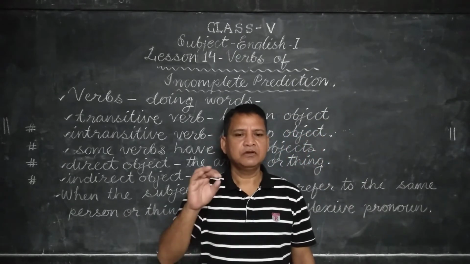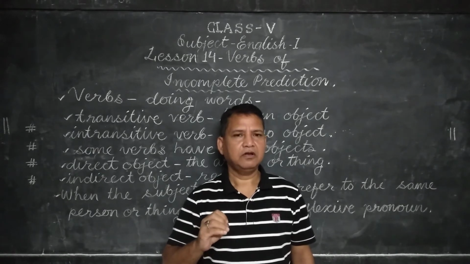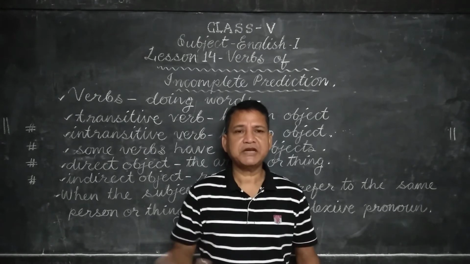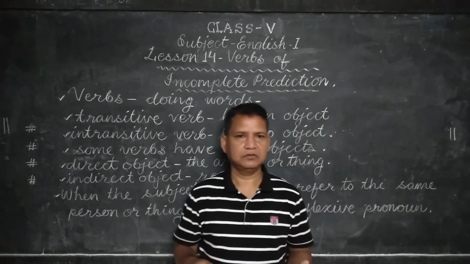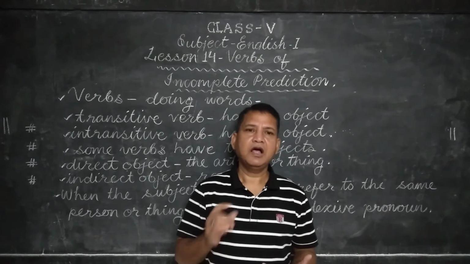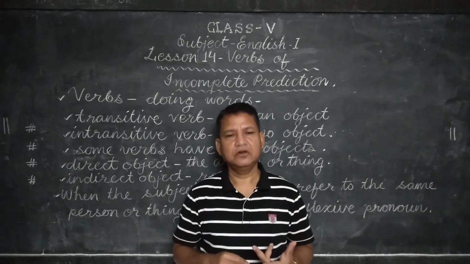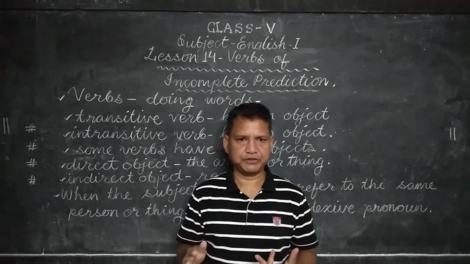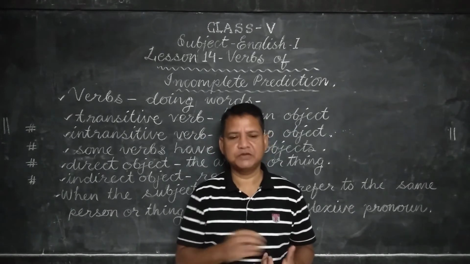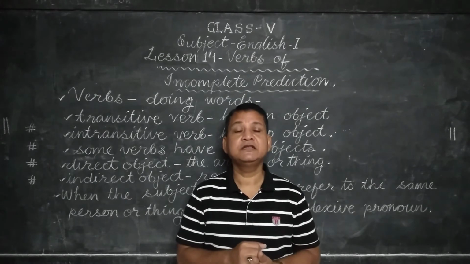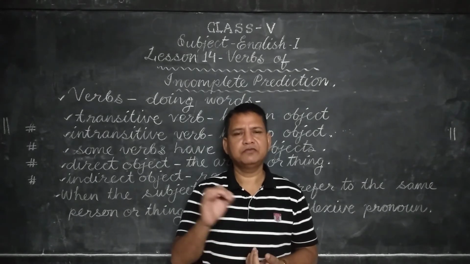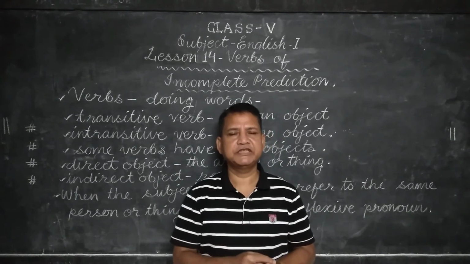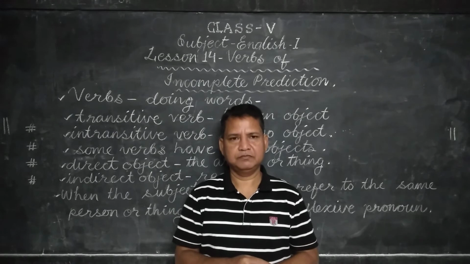Suppose I say, I am reading. What am I reading? I have not told you. I just say, I am reading. There is no object. So when the verb is without an object, it is called intransitive. A verb with an object is transitive. A verb without an object is intransitive.